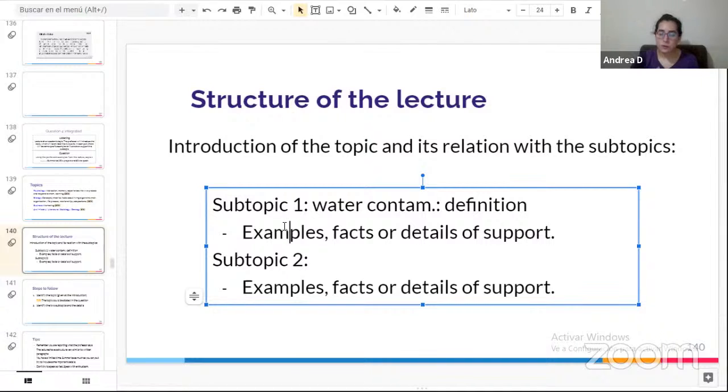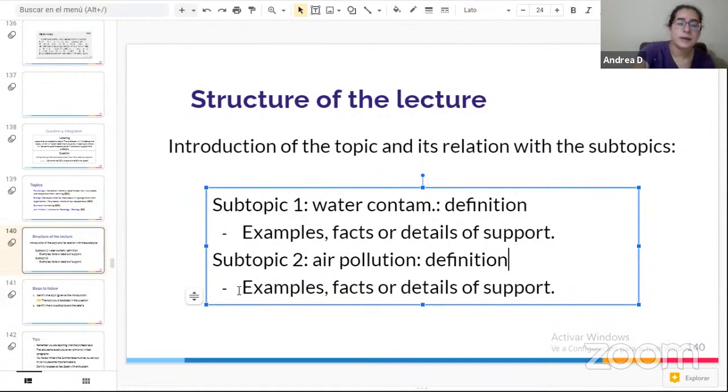Okay. So the most important part is for you to catch the subtopics and the example. The same will happen here, by the way. The same goes with the subtopic too. Another subtopic like air pollution, maybe, its definition, and finally the example. Okay. So is that okay? Do you have any questions so far?